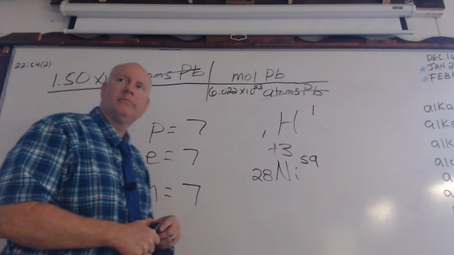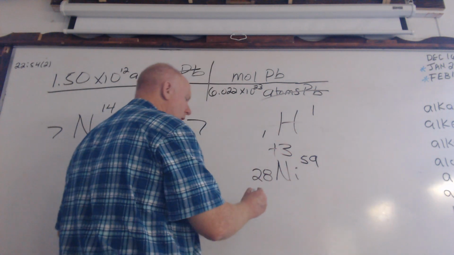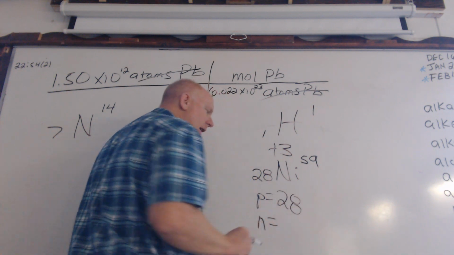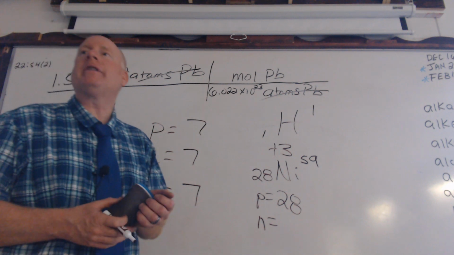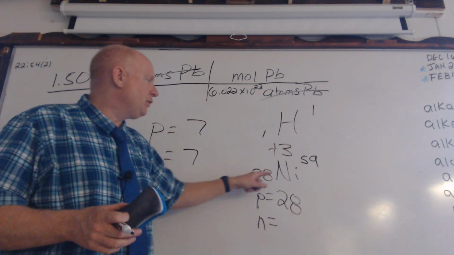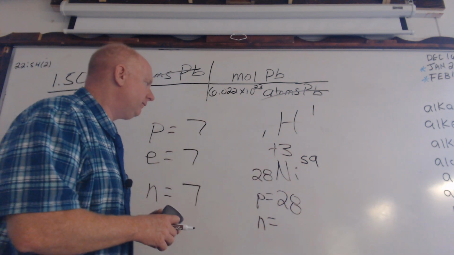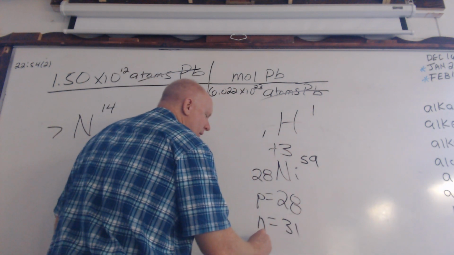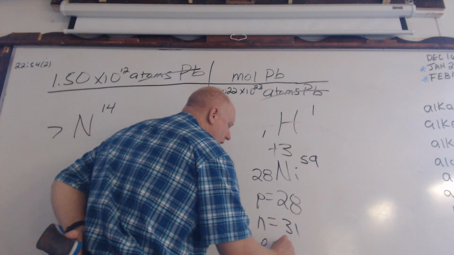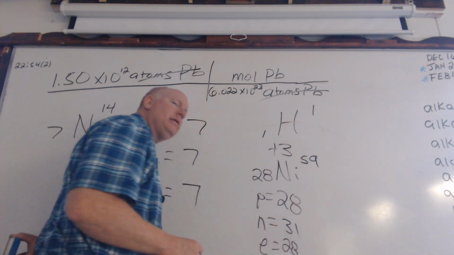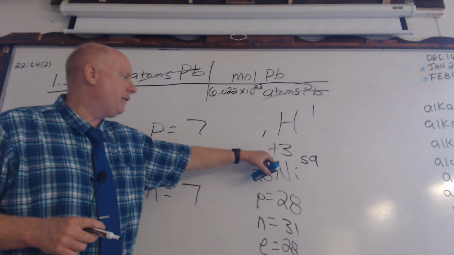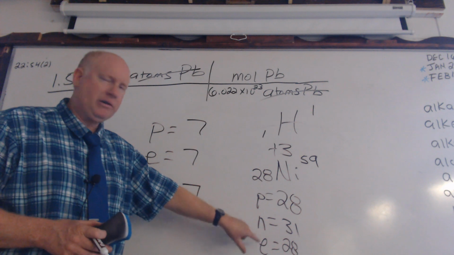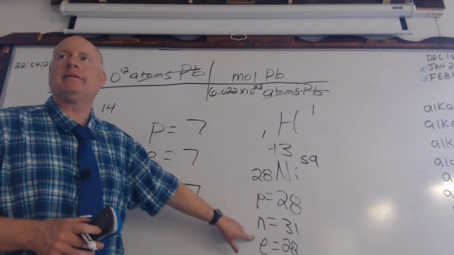So how do you find neutrons and electrons? If it was neutral, protons equals 28. Neutrons, I thought we had the +3. Well, we haven't got that far yet. What happens when you subtract them? You get 31, right? And if this was neutral, you would have that. But it's got a net charge of +3. So that means, are there 3 more electrons or 3 less electrons?